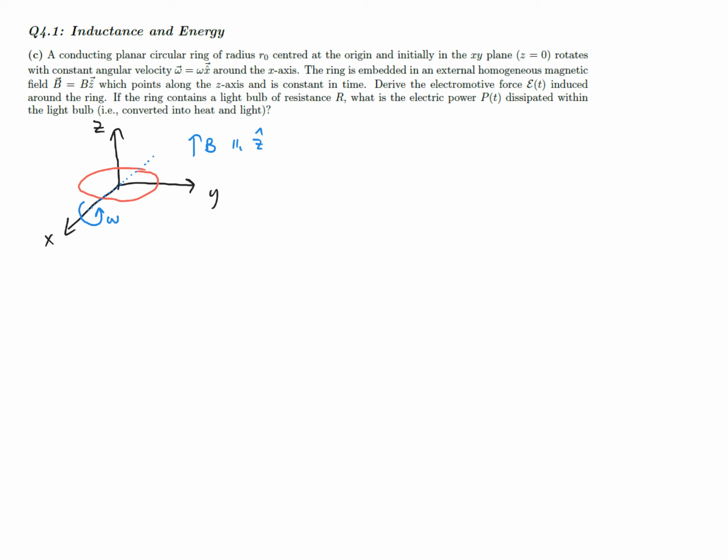If the ring contains a light bulb of resistance R, what is the electric power, P of t, dissipated by the light bulb? So we want to know that the energy is, of course, converted into heat and light, and we want to understand that through the electric power. The light bulb here just means that there's a resistor, essentially, in the circuit. Okay, so first of all, we're asked to find the electromotive force.